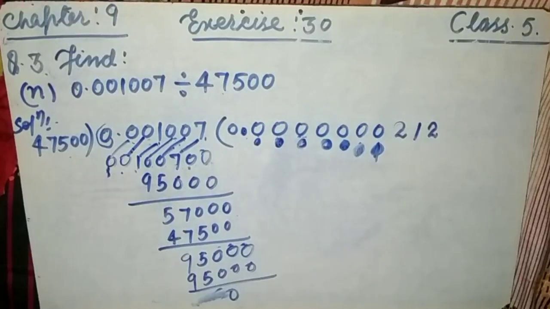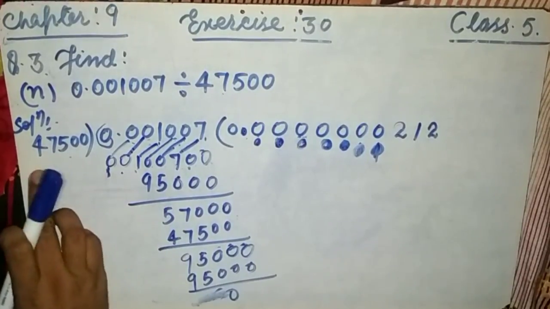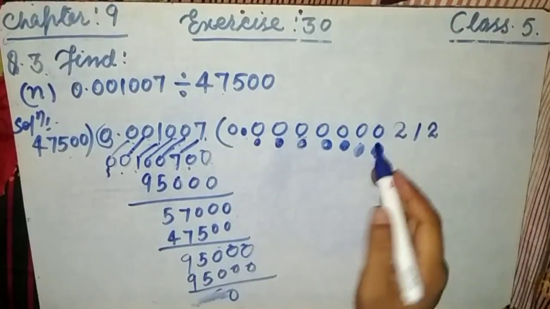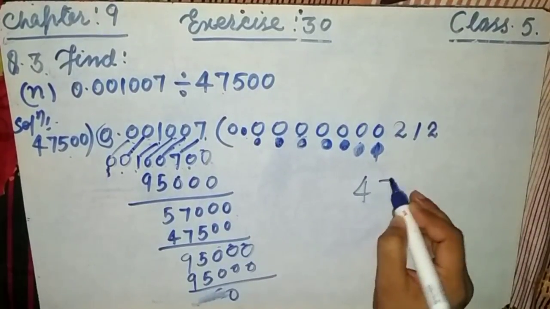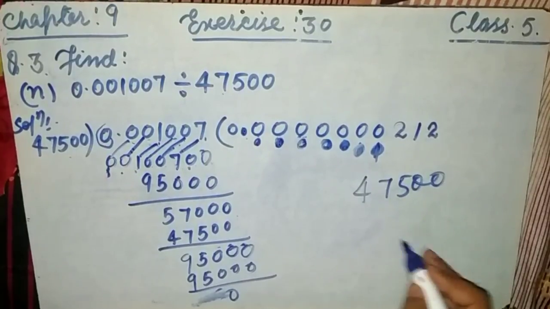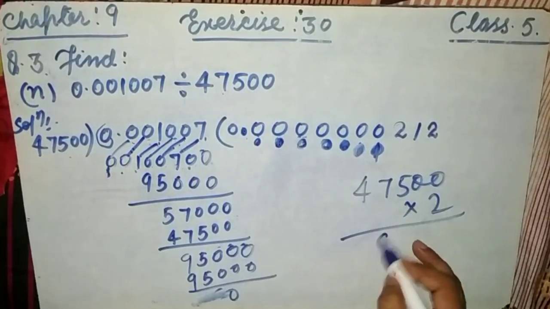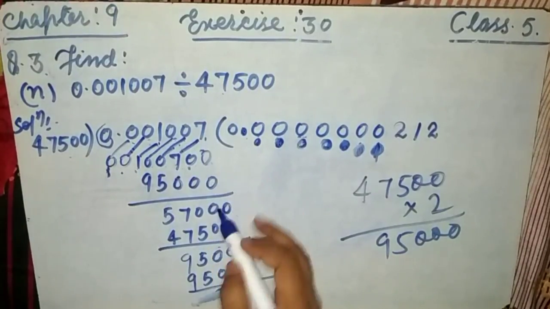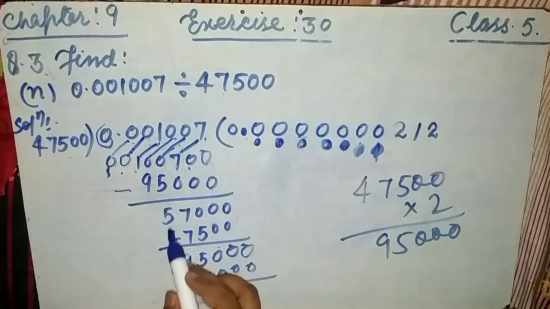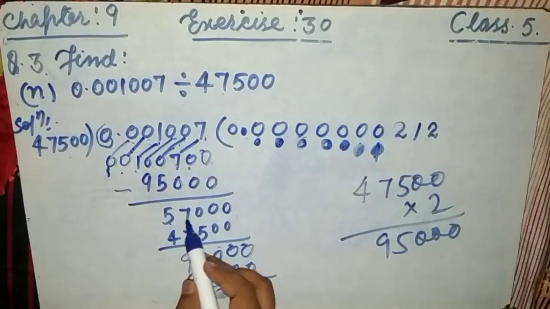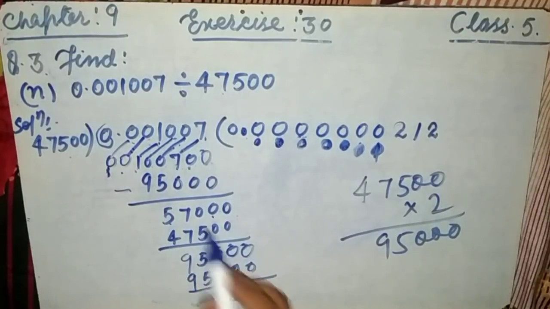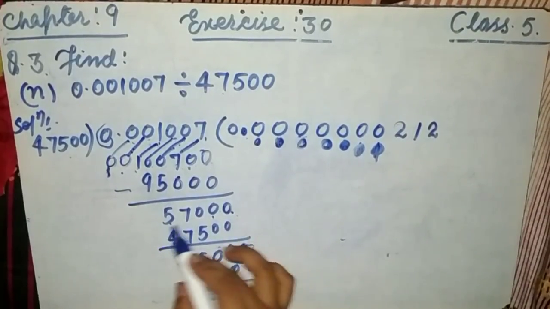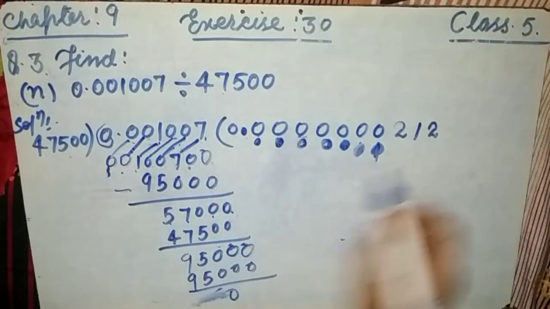Then we can apply this table. So how many times 47,500? Yes, 2 times. So if you multiply 47,500 into 2, then we will get 95,000. Okay, this is why we have written here the 95. Then subtract. After subtracting, we will get 5,700. Okay, then place the 0. Now this becomes 57,000. So how many times? This is only 1 time.